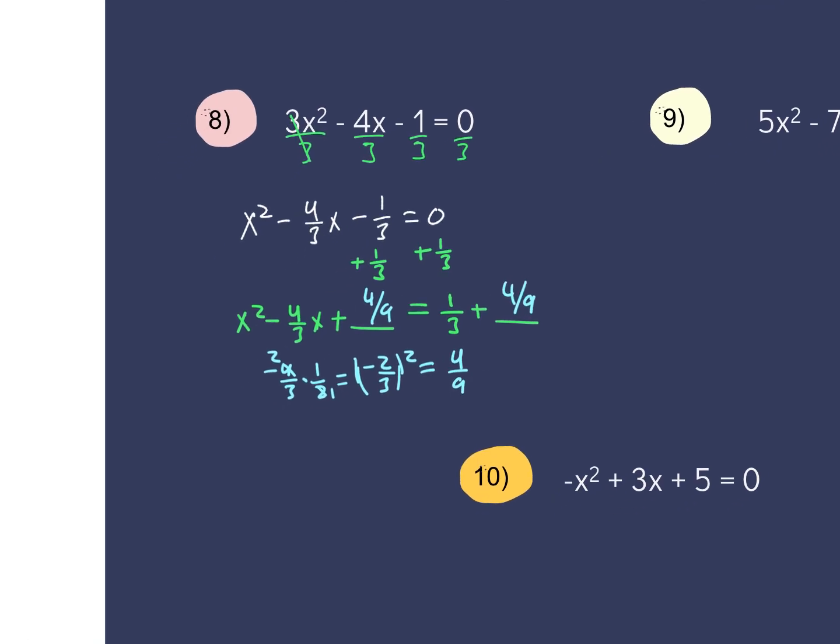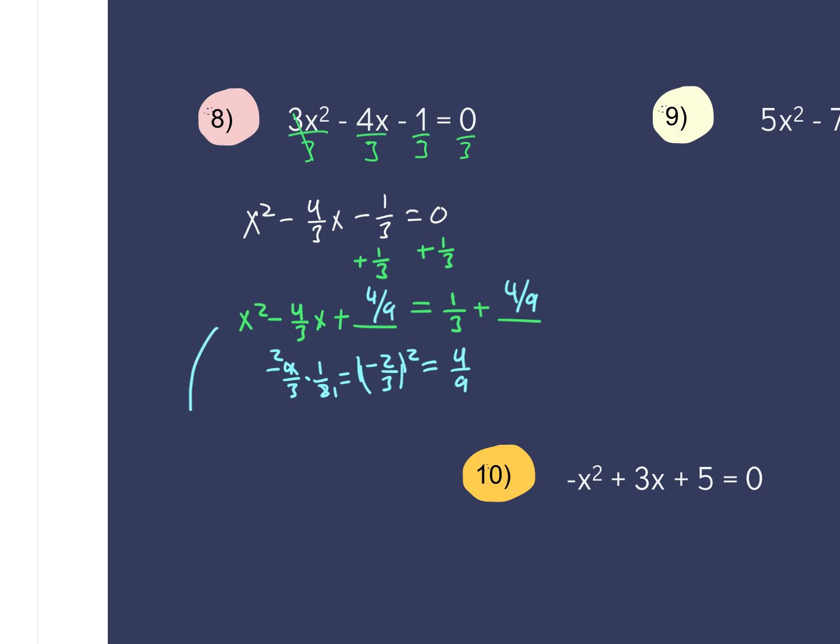And then this is going to become a perfect square trinomial. Again, don't try to find factors of 4 over 9 that add to -4/3. It's always going to be b over 2. So it's going to be x minus 2/3 squared equals, and then we can combine these two, find a common denominator, so multiply the top and the bottom by 3. So I get 1/3 over 9, 3 over 9, and then I add the 3 and the 4 to get a 7 over 9.